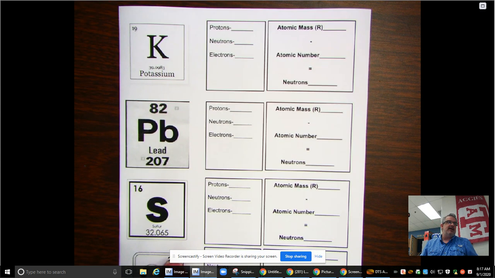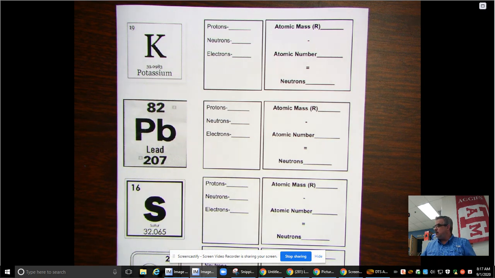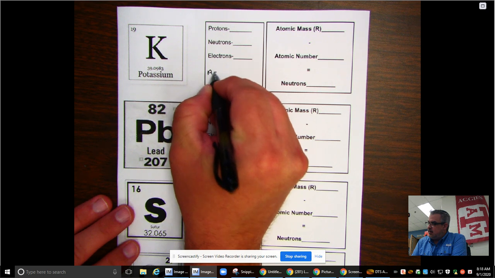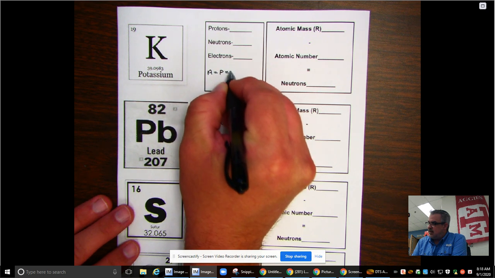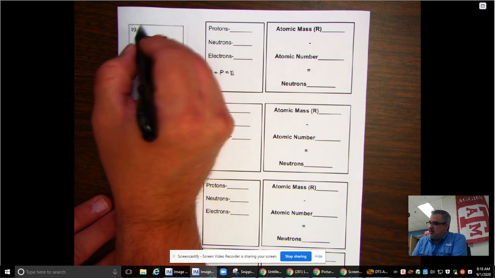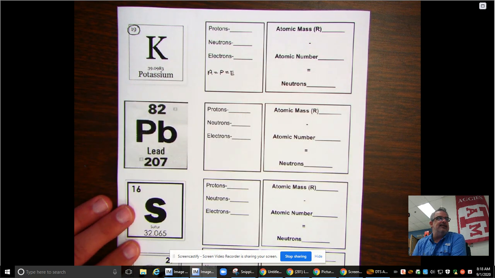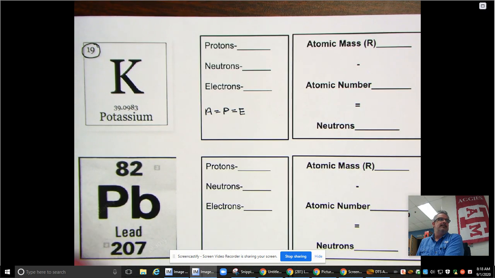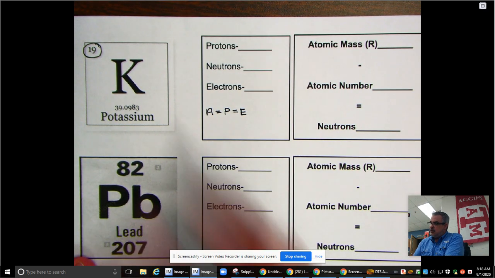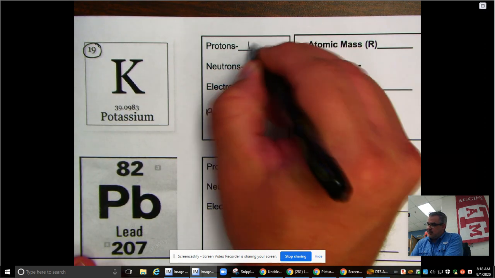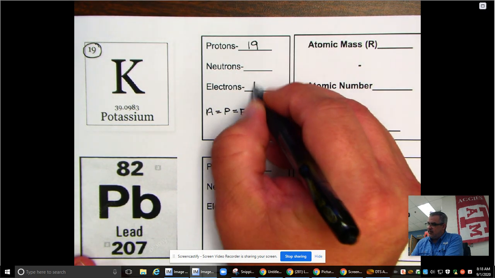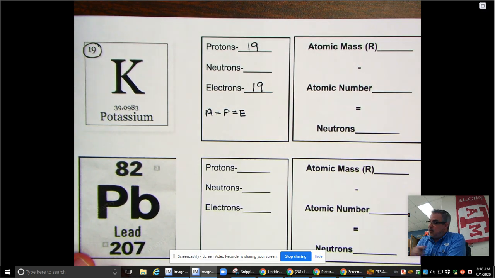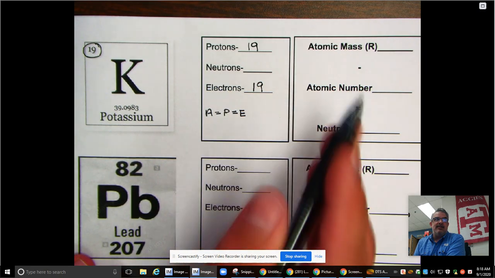So if you look here, I've got 4 different elements on the periodic table. So if we use, again, the concept of atomic number equals protons equals electrons, the atomic number for potassium is right here, number 19. Let me zoom in a little bit. So that number, automatically, we can just go into every one of these elements here and just put those numbers in the spot. Now, in order to find neutrons, we have to do a little bit of math again.